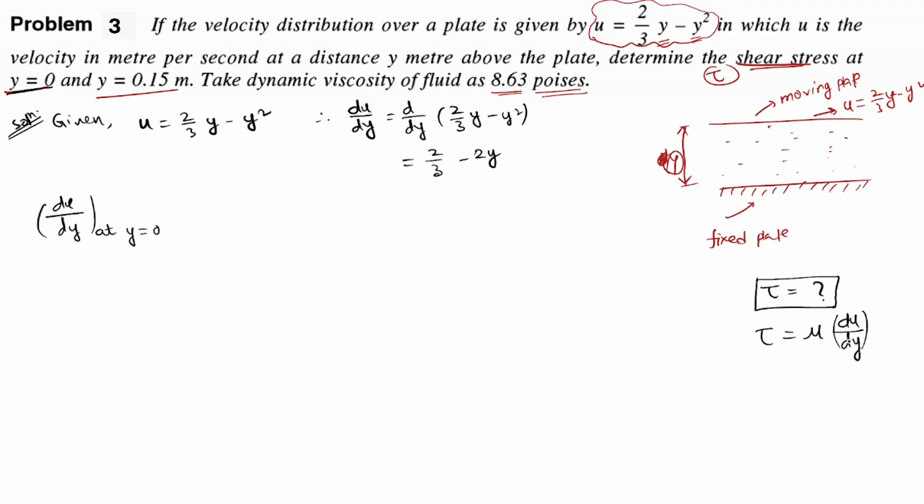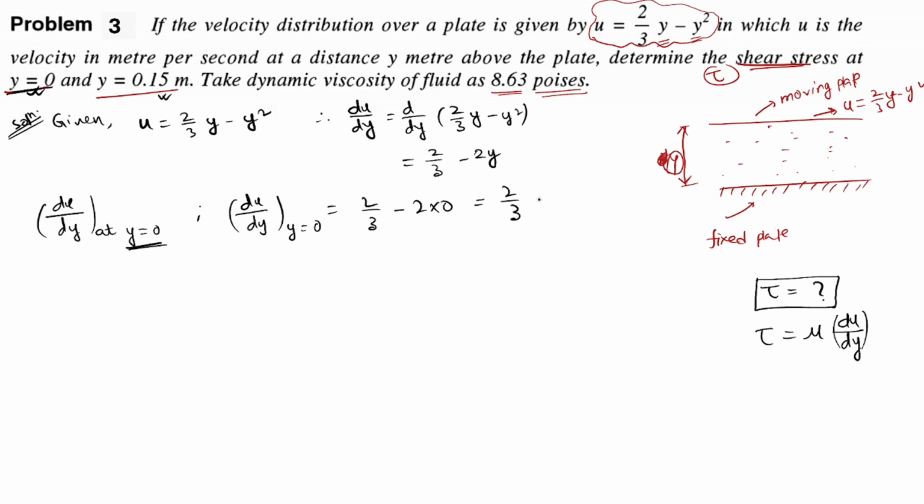Okay, we need du/dy in two cases: at y equal to 0 and at y equal to 0.15. So that's why I am first calculating the value of du/dy, the velocity gradient, at y equal to 0. This will give me du/dy at y equal to 0 is equal to 2/3 minus 2 into 0. So I will get 2/3. So du/dy at y equal to 0 is 2/3, right?